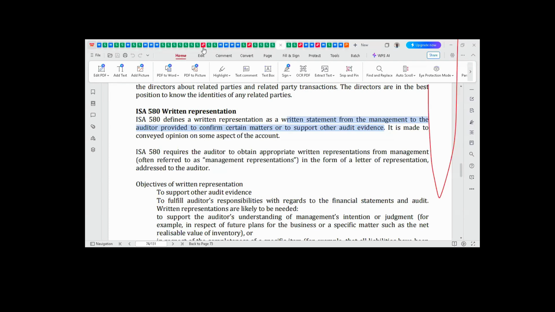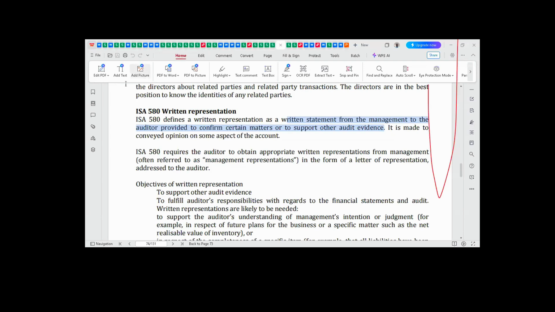As I was saying, this written representation forms part of the audit working papers, right? So it's going to be part of the audit working paper. So in case in future any litigation comes out, that's what the auditor will use to exonerate or to vindicate himself.